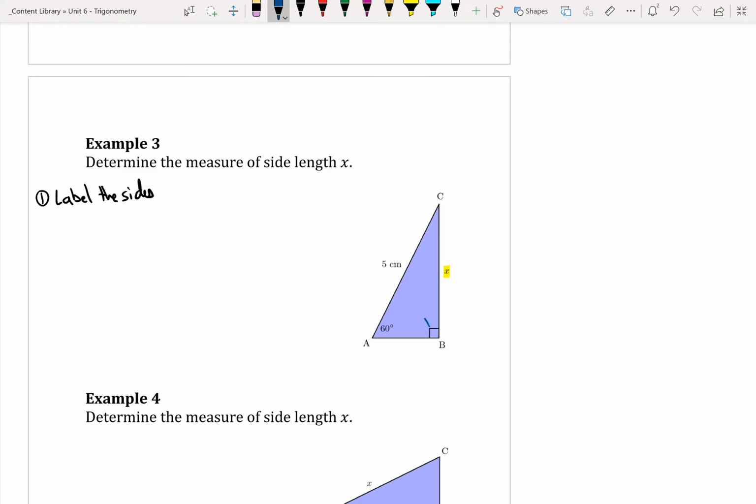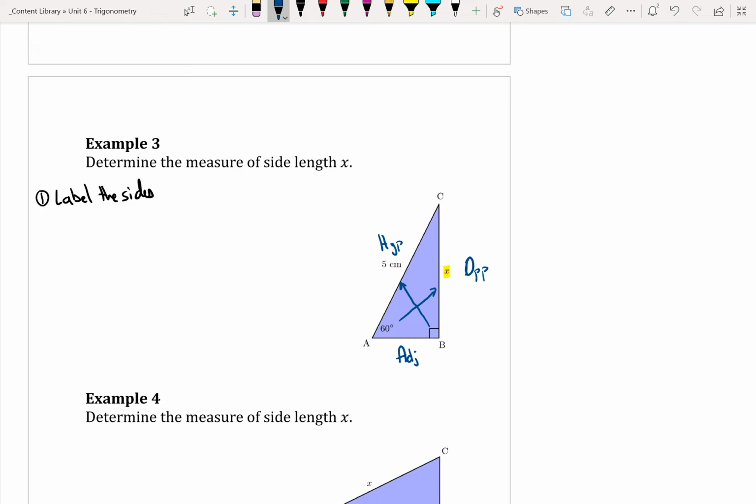So first off, across from B, this is our hypotenuse. It's across from the right angle, so it's always there. We are given our angle down here, 60 degrees. So across from 60 degrees is our opposite, the side that's opposite the angle. So that means that the side down here has to be our adjacent, or A. Or if you don't want to get confused at that point, you can say ADJ, HYP, OPP.